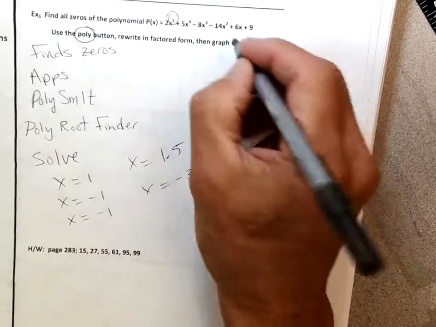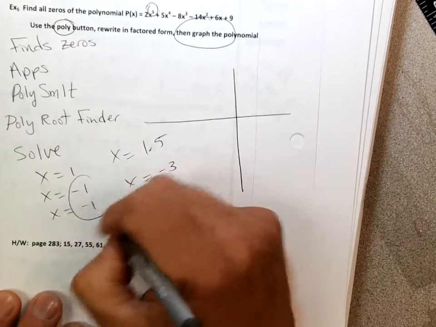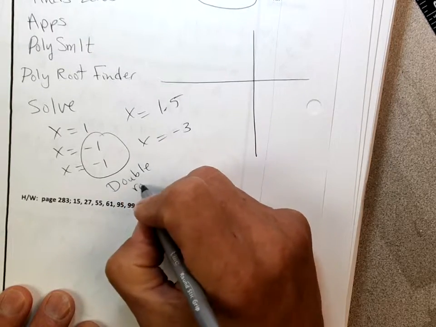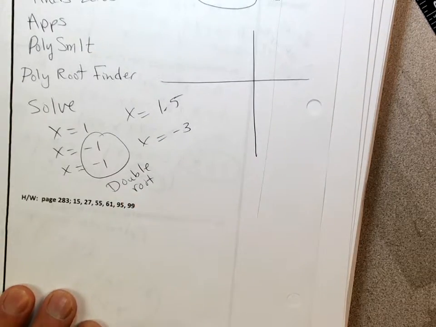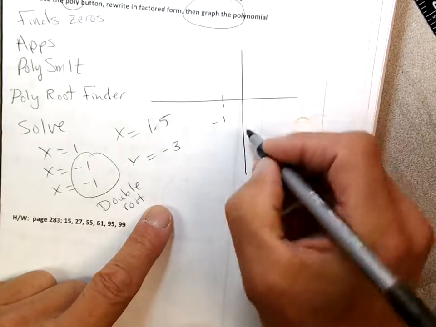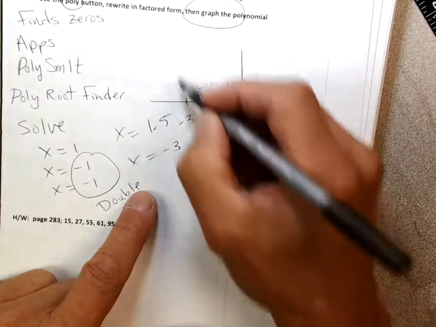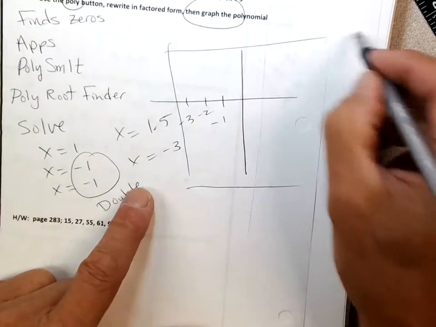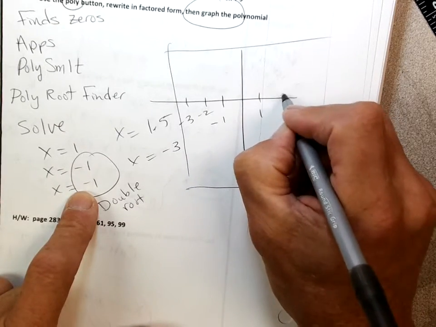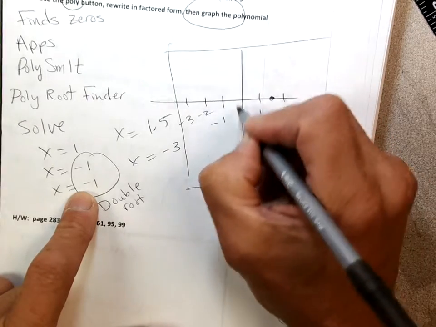Okay, now graph this. Now, what I know about this graph is that this is a double root. You guys agree? That's a double root. So let me put in -1, -3. Okay, I'm going to graph it right now in this little space right here. I'm going to have a 1. I'm going to have a 2. So 1.5 is right about there. Okay, everybody see what I've got?